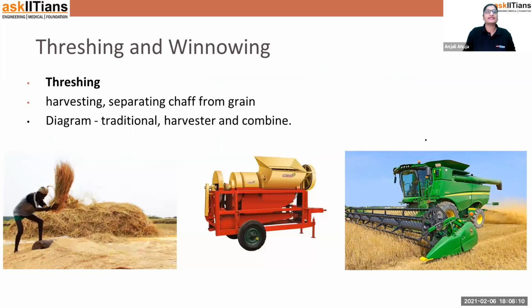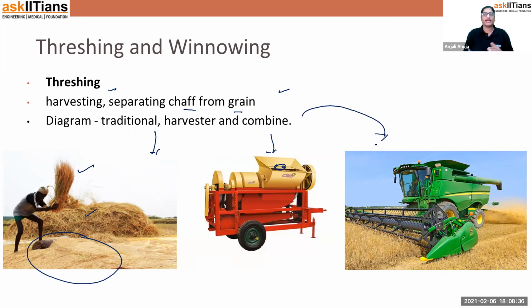Let's see. The next step is threshing and winnowing itself. So threshing is separating chaff from the grain. This is the actual grain he is separating and this is the chaff. He's trying to separate it from the grain. This is the traditional method, done manually. The second one is the harvester, where they put the crop and it churns it internally and separates the grain. And this is the combine, which does all the actions together. So this is clear. Obviously, combine is the best. Combine is actually the combine harvester and the thresher.